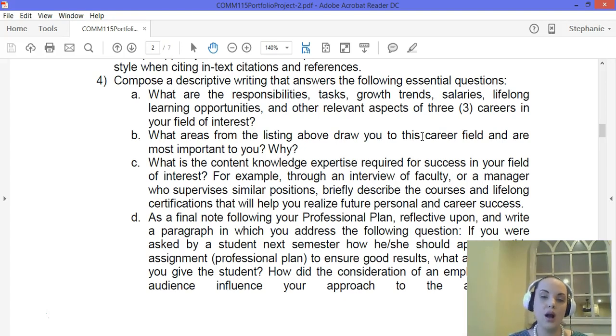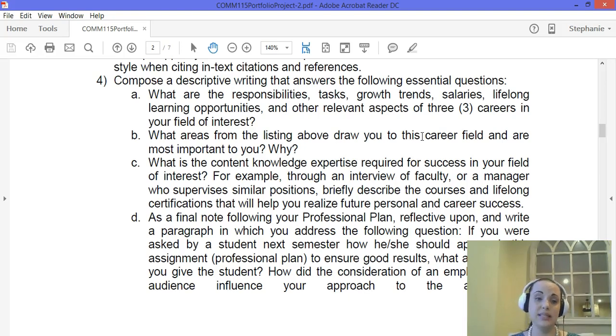Next, you're going to talk about what content knowledge expertise is required for success in this field. What do I mean by that? Well, for example, you can't just graduate high school and become a medical biller and coder, can you? Well, of course not. You have to have certain certifications or certain education to do that. You've got to have a degree in that or whatever. Oftentimes you can't just become a director of sales for a big company. You have to have a degree in business. You have to have training of some sorts.